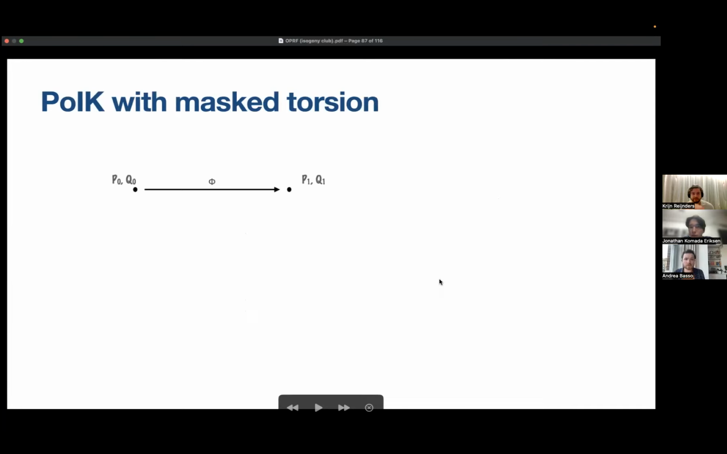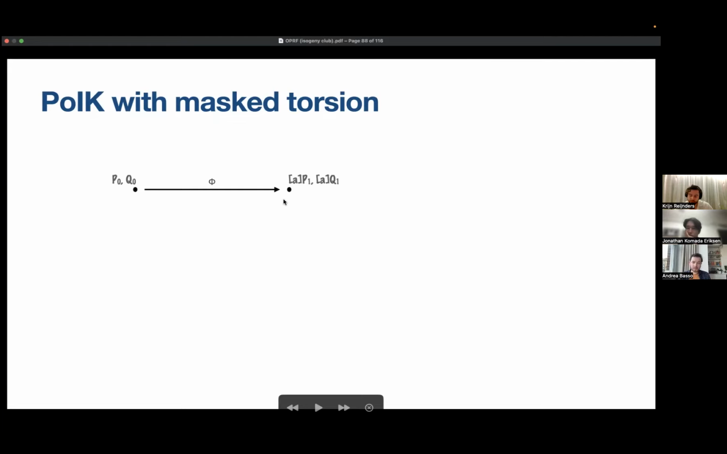So in the general setting, we have a secret isogeny phi with 2 points P0, Q0, and P1, Q1. And we want to prove knowledge of the isogeny phi together with the fact that these are the images of them. But in this setting, when we work with masked torsion, we actually don't have that; instead, the points P1 and Q1 are masked by a scalar A.